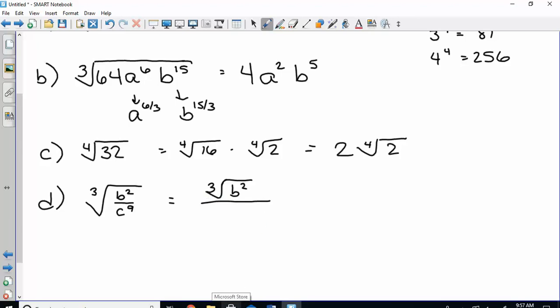Okay, let's look at the bottom. I have 9 c's. How many groups of 3 can you form? 3. 9 divided by 3 is 3. So since you pull that out, that radical disappears. So it's just the cube root of b squared over c to the 3rd. The cube root is only left on the top because the bottom we were able to pull everything out.